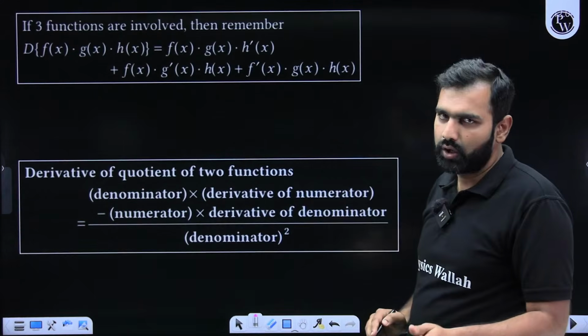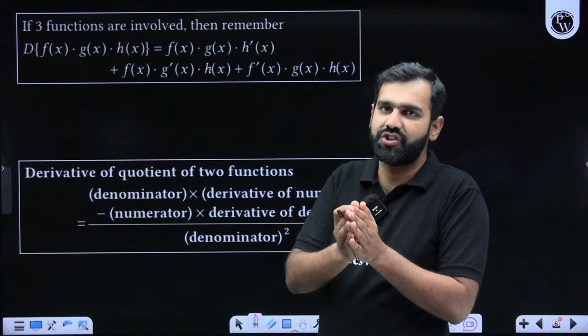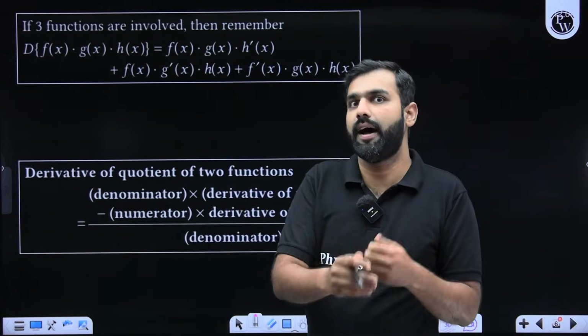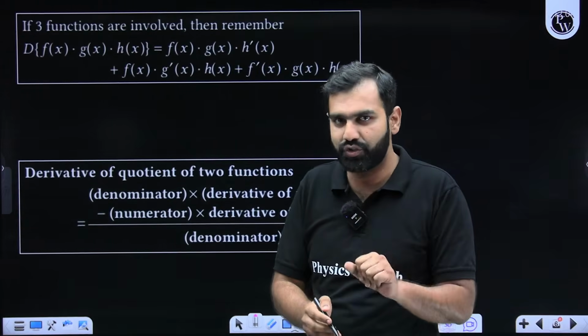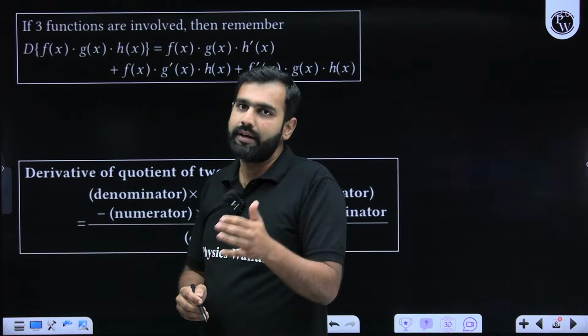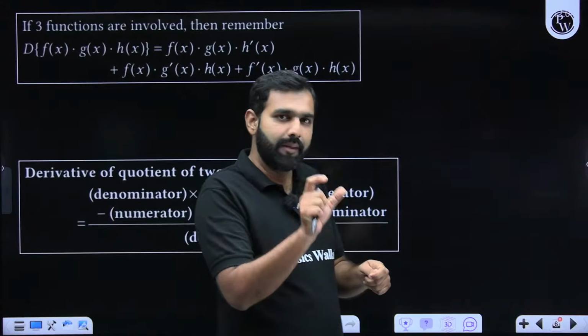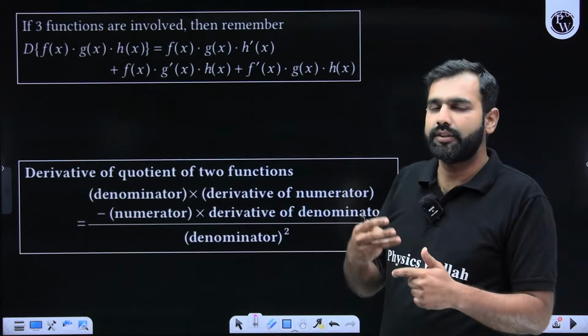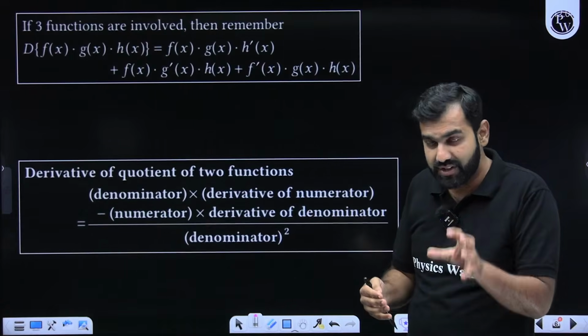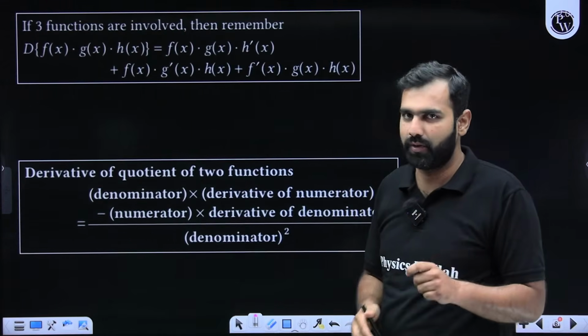Product formula we all know, but let's say there are more than two functions in the product. Then how do you apply the product formula? For two functions we know, derivative of first function times second function plus derivative of second function times first function as it is. But if there are three or more functions, what method do you use? That's what we'll be discussing here.